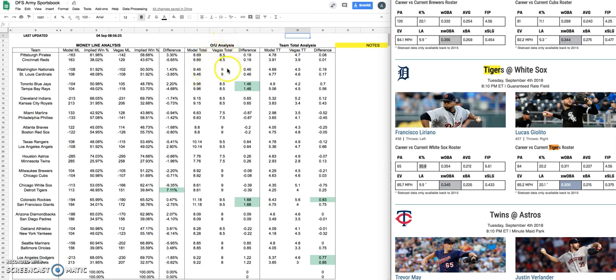Vegas has posted a 9 total. The model has a 9.46. It's less than half a run, so it doesn't really trigger a big difference either. When we look at the model team total and the Vegas team total, based on the money line and the implied team total from Vegas, it comes out with a team total for each team. For the Nationals, it's 4.5, and for the Cardinals, it's 4.6. This is what the model's prediction has. Again, no edge whatsoever.